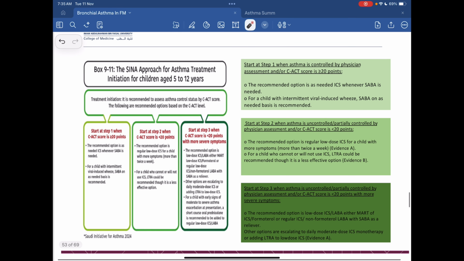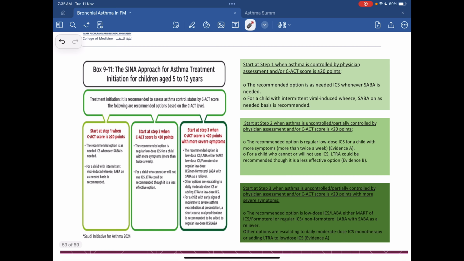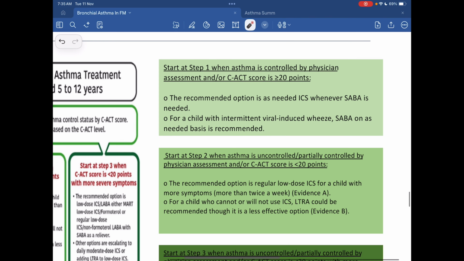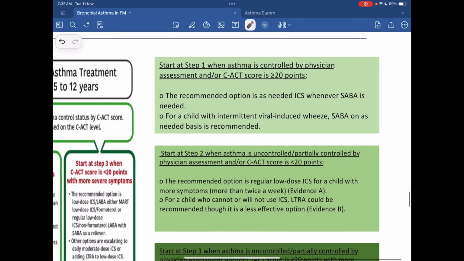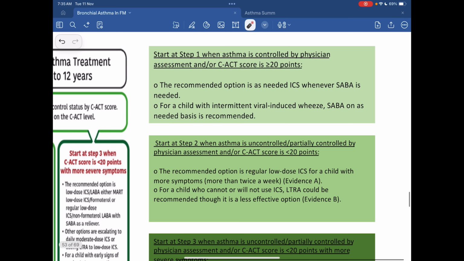Asthma treatment in children is شوي غير بس مو مرة. So we start at step 1 when asthma is controlled. So CACT is 20 or more. Oh, هنا يمكن 19 or more.